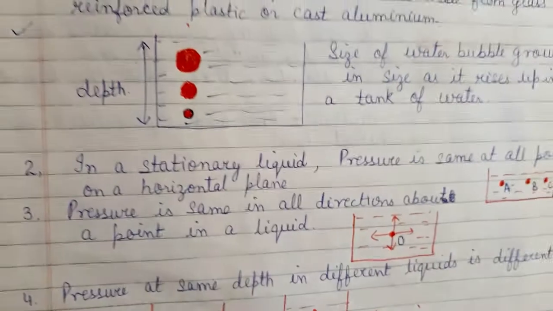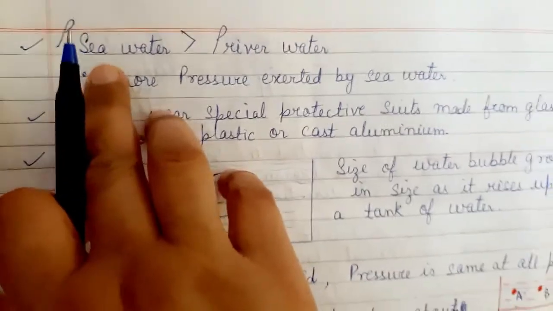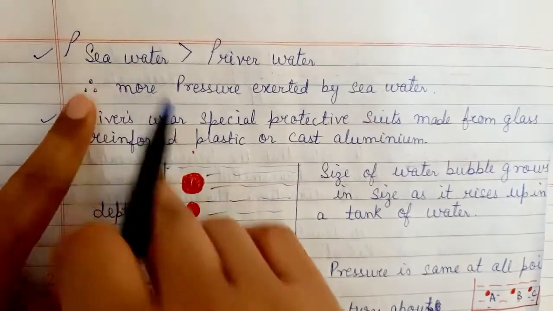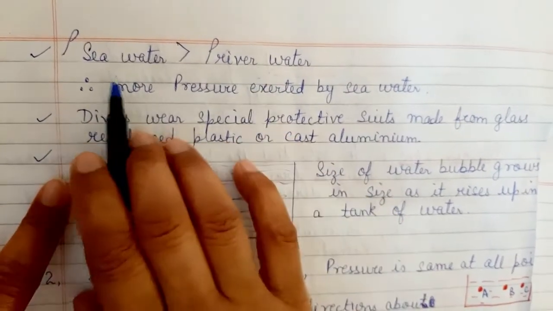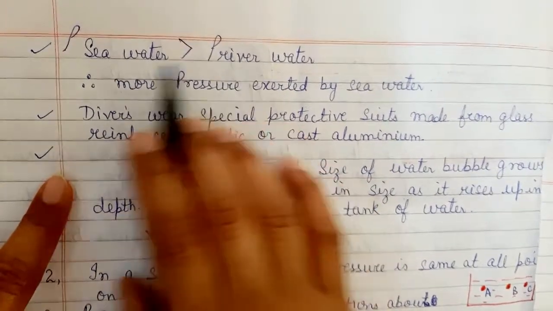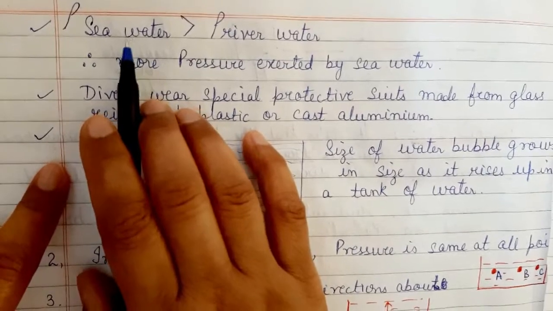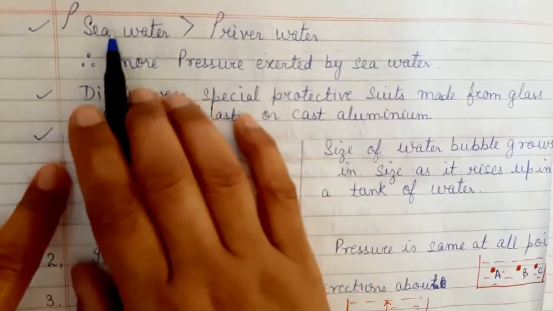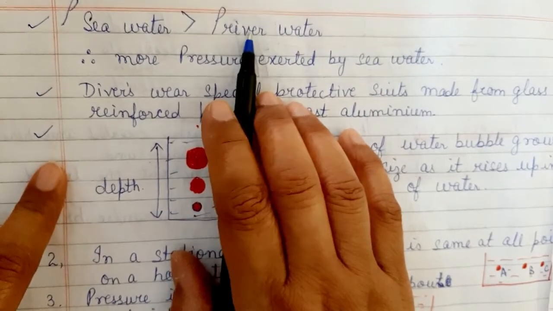Now let us look at the third example from our day-to-day life. You must have seen that it is easier to swim in sea water than in river water. The reason behind this is that the density of the sea water is greater than the density of river water. Now why is the density of sea water greater? Because it has dissolved salts in it. So because the density of sea water is greater, the pressure exerted by the sea water is more than the pressure exerted by the river water.